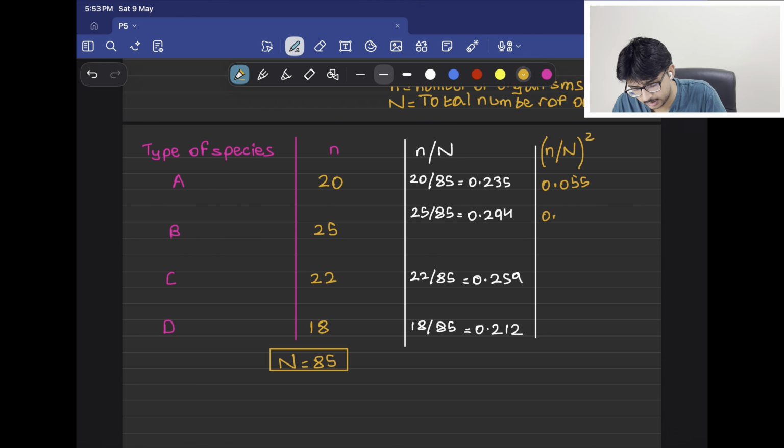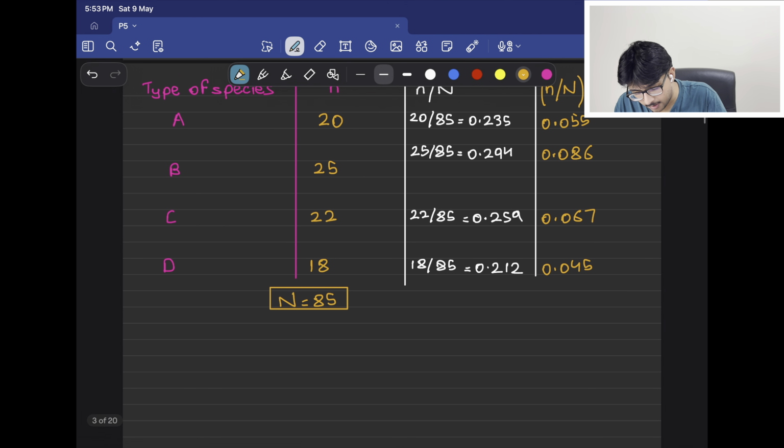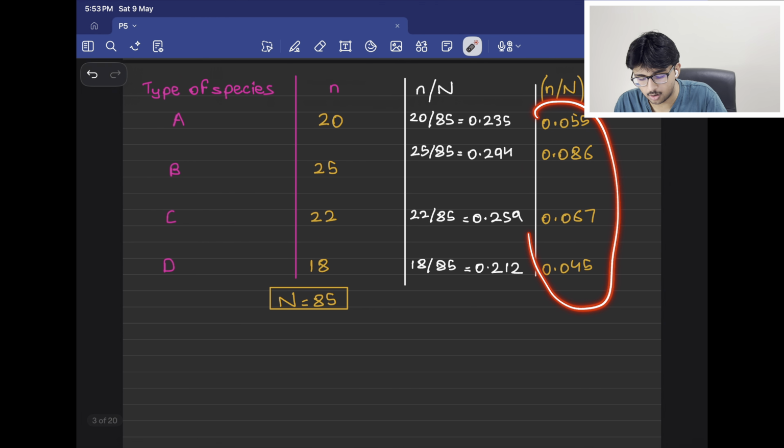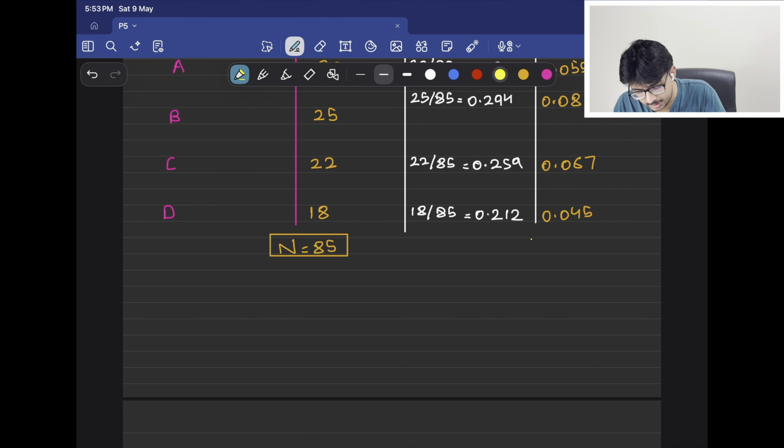Then I'm just going to write this quickly. It comes out to be 0.086, then 0.067, and then 0.045. All right. Step number 4. Find the total of all of these values. And this will make sense in a second. Meaning, you need to find the sigma, the total.